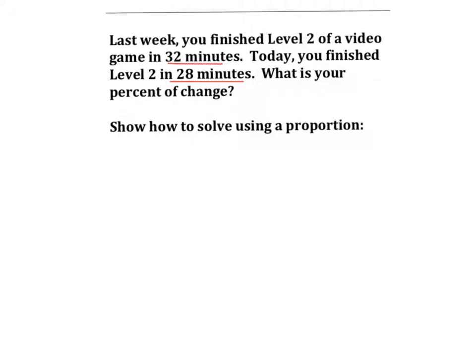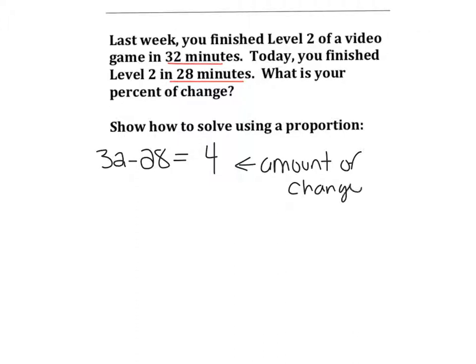All right, so first things first, we need to find the amount of change. Last week it was 32, this week it was 28. So we're going to subtract to figure out how much it went up by, or sorry, how much it went down by in this one. So this one was a 4-minute decrease, right, from 32 to 28. So that's the amount of decrease, or the amount of change. All right, so that's going to be the top of our proportion.